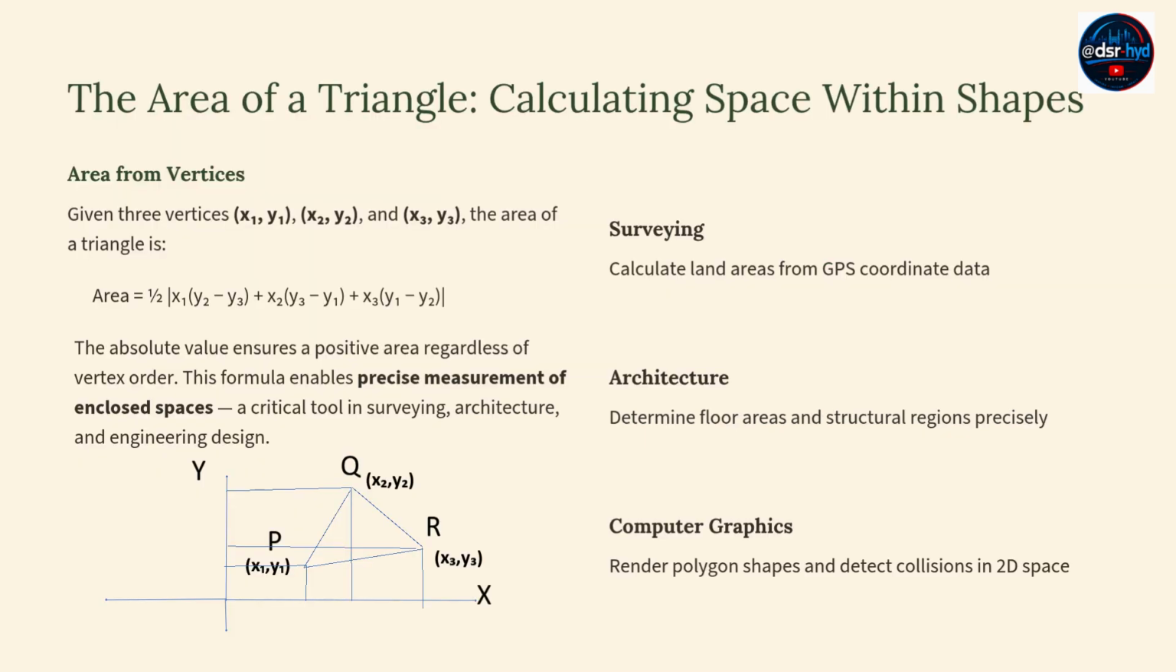Area of triangle. Suppose the three vertices of a triangle are given. Instead of measuring lengths manually, we can directly use the area formula. The formula is 1/2 multiplied by the absolute value of x1 multiplied by (y2 minus y3) plus x2 multiplied by (y3 minus y1) plus x3 multiplied by (y1 minus y2). This formula is extremely useful in land surveying, architecture, engineering, and computer graphics.